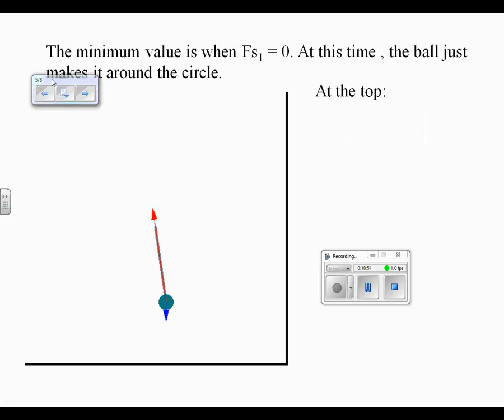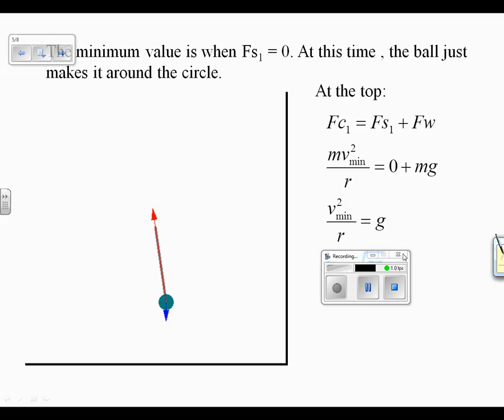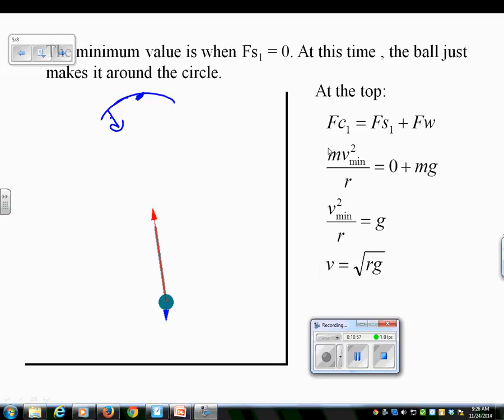So, at the top, don't write, just watch. I'll explain first. Centripetal force is equal to the string force plus the weight force. Weight force is mass times gravity. But remember, the string force, the tension, must be 0. Well, that's nice. Just falls out, right? Centripetal force is mv squared over r. 0 disappears. What happens to the m's?